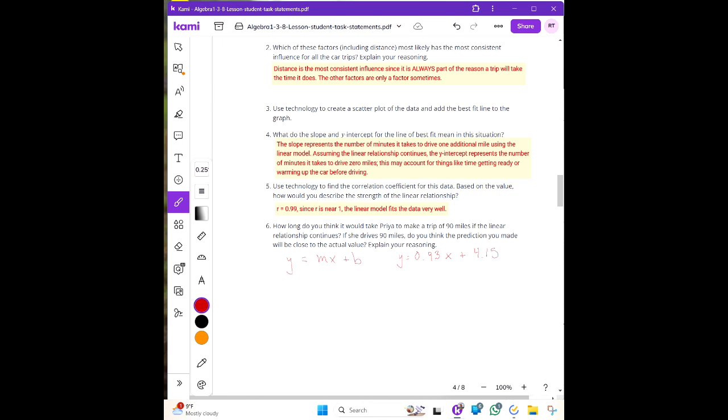All right, so now what we're going to do is plug in 90, okay? And so when we do that, let's go ahead and rewrite this. y equals 0.93 times 90 plus 4.15. Okay, so let's go ahead and calculate that value. And this gives us y equals 87.85.